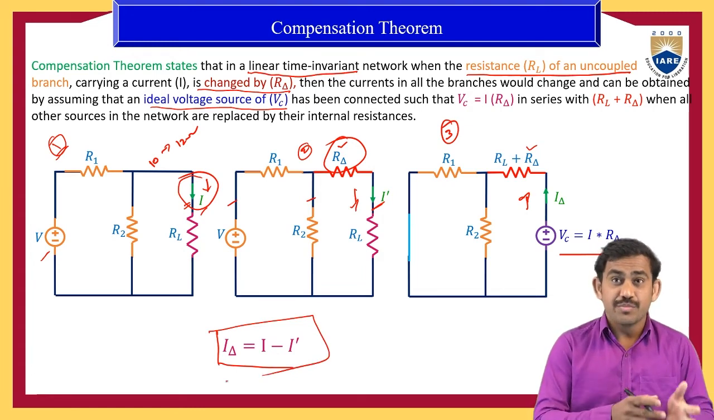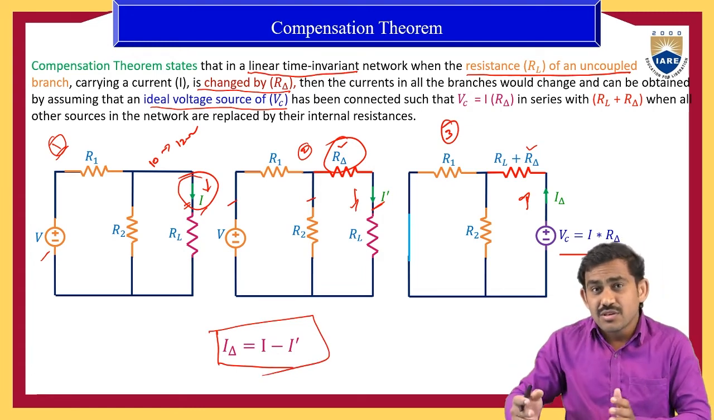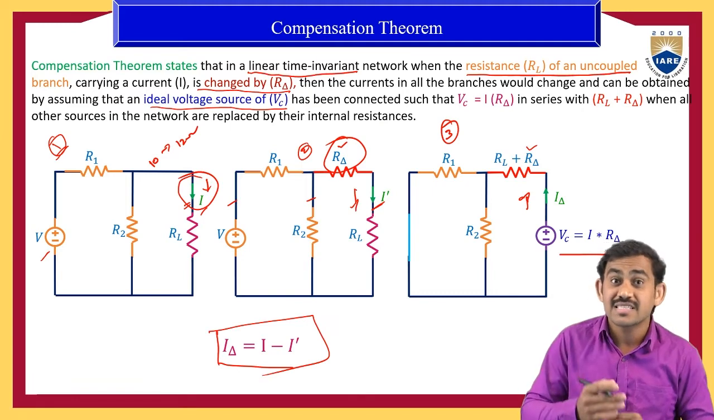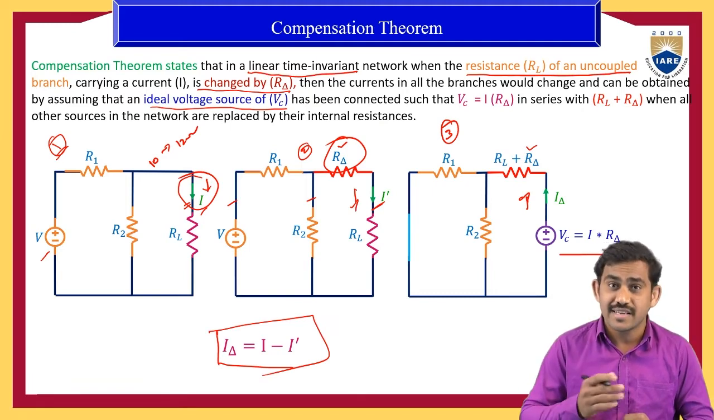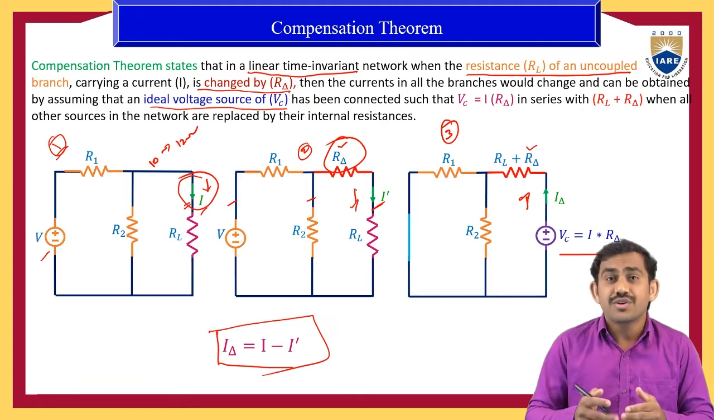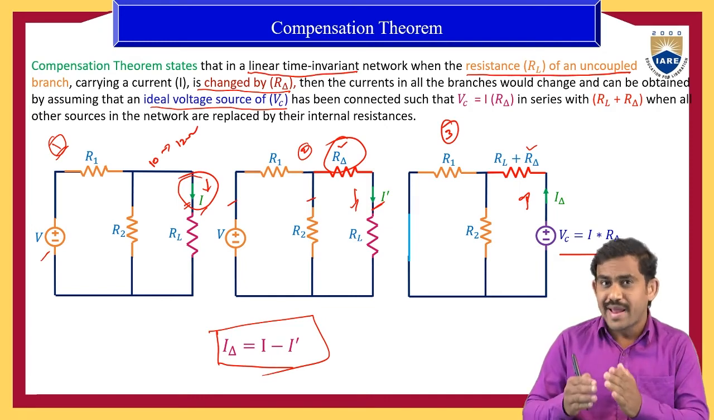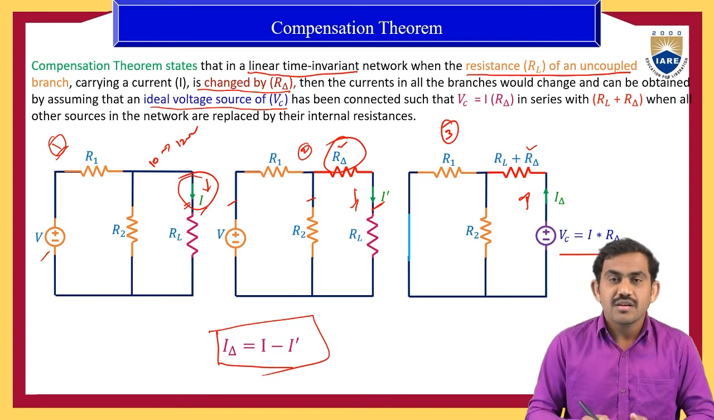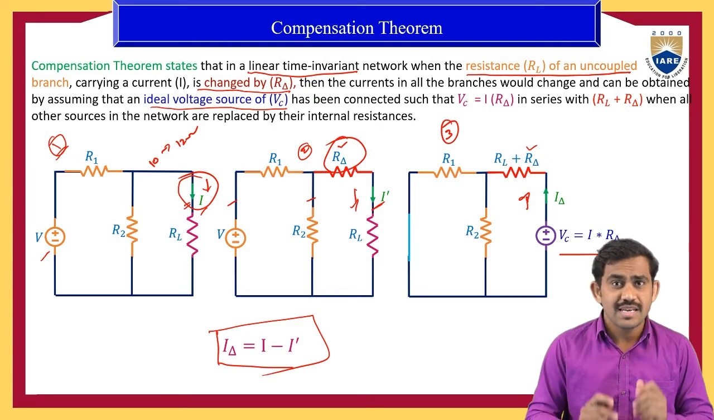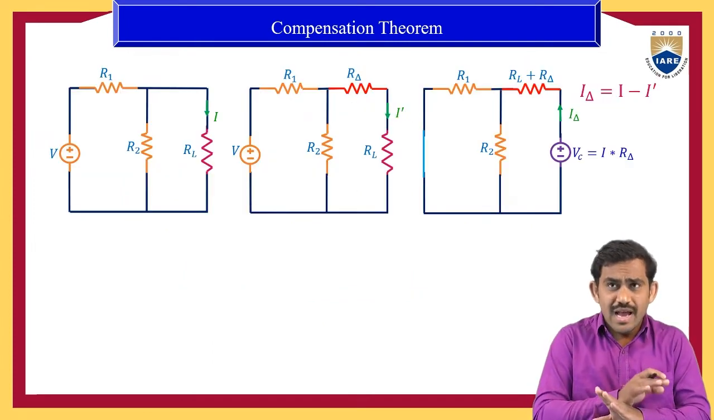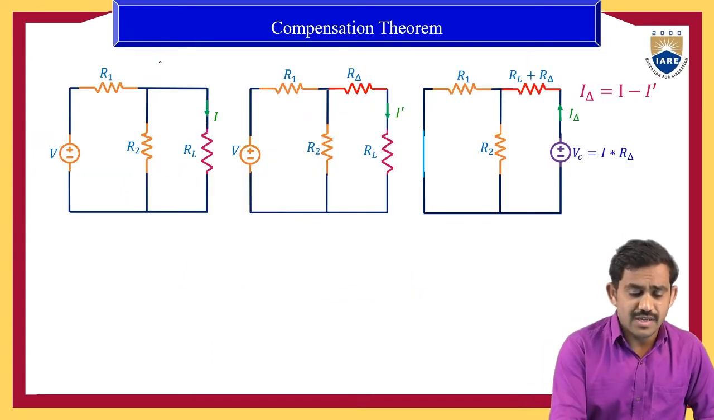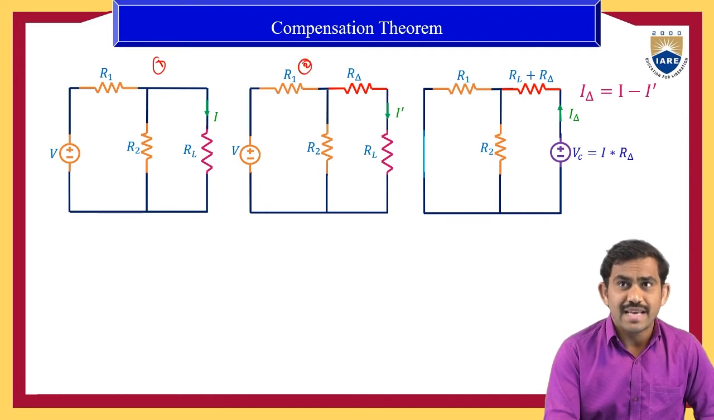So your main circuit is compensated with some other voltage when the resistor is changed. Your load resistor is changed, which means automatically you need to compensate some voltage to that branch. That is your compensation theorem. Clear? Just observe now. So we have 3 circuits: circuit 1, as well as circuit 2, as well as circuit 3.